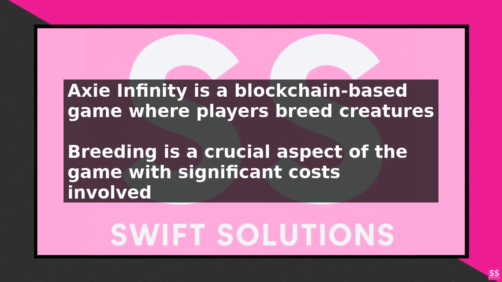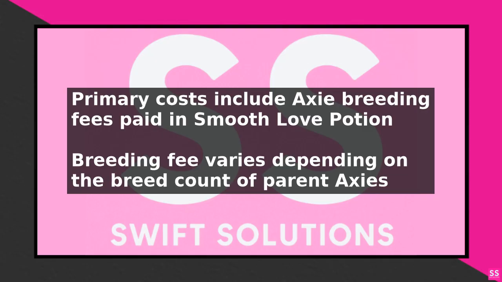First, let's discuss the costs involved in breeding Axies. The primary costs are Axie breeding fees, which are paid in the game's native cryptocurrency, Smooth Love Potion, or SLP. The breeding fee varies depending on the breed count of the parent Axies. Other costs include the cost of the Axies themselves, which can fluctuate based on market demand.